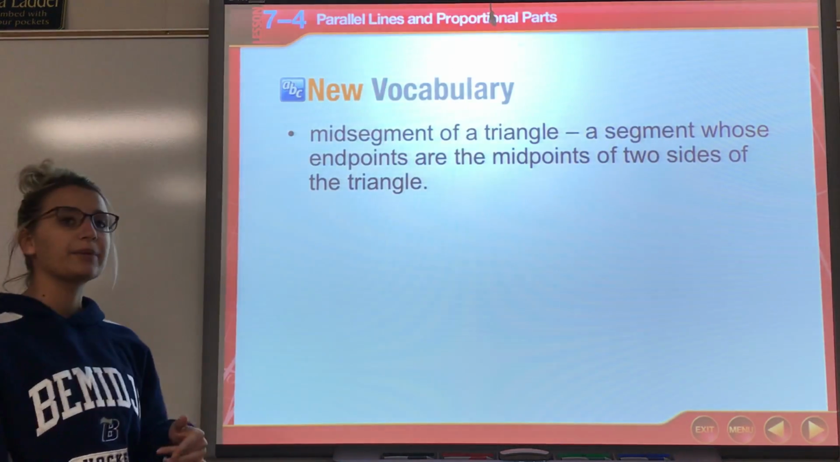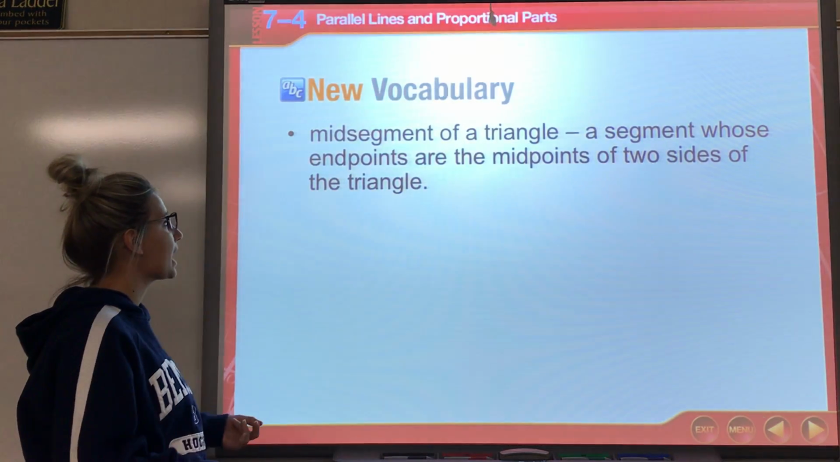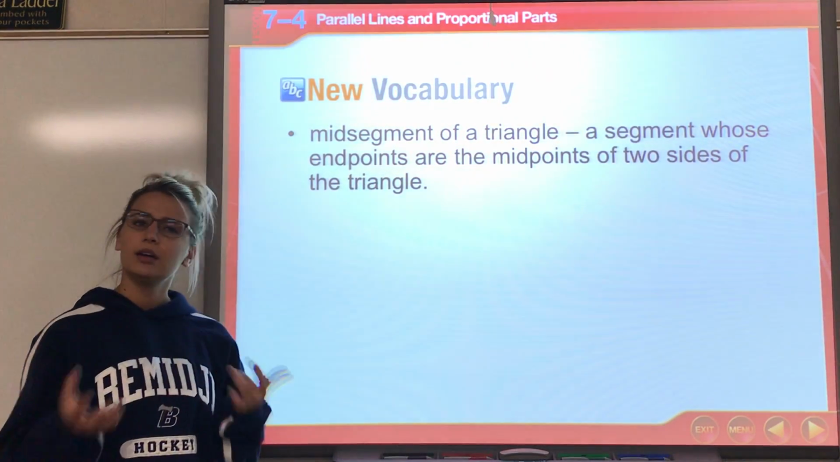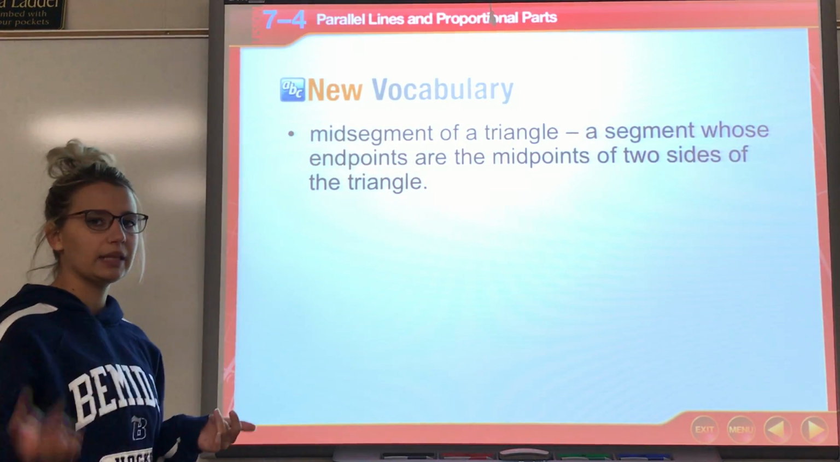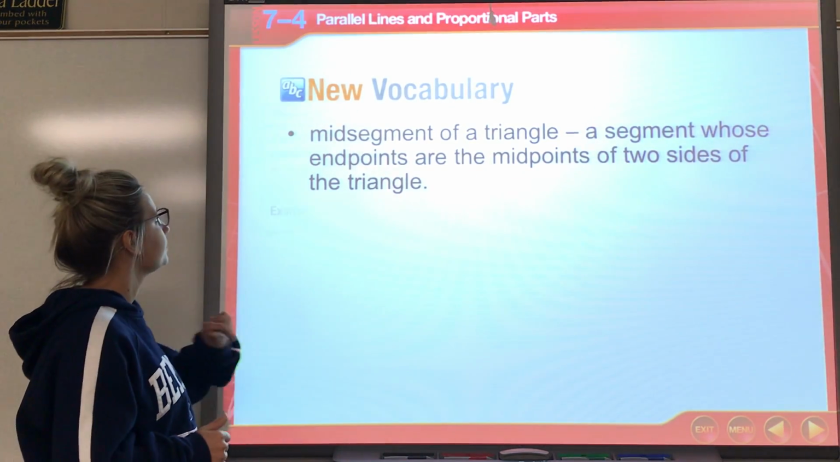So some new vocabulary is the mid-segment of a triangle, and the definition is a segment whose endpoints are the midpoints of two sides of the triangle. Kind of confusing just reading the words, but later in this section we'll talk about that a little more and show you what it looks like.